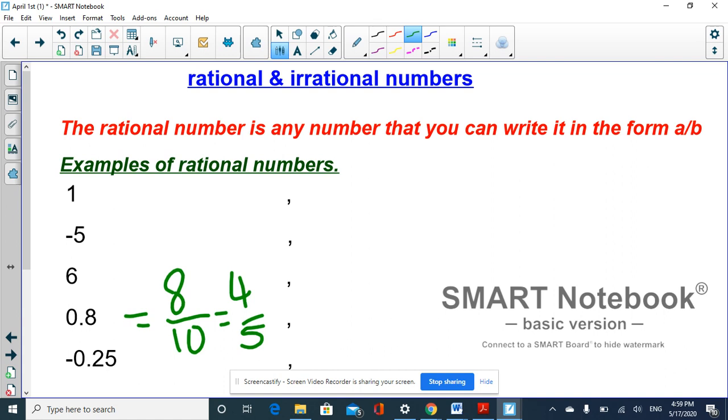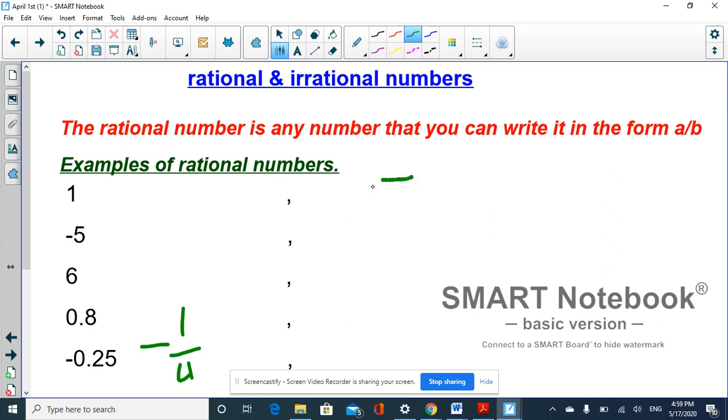This is a rational number. Negative 0.25 is negative 1 over 4. This is a rational number. So in rational numbers, we have positive numbers, we have negative numbers, all the integers and the whole numbers, fractions and decimals. All these are rational numbers.